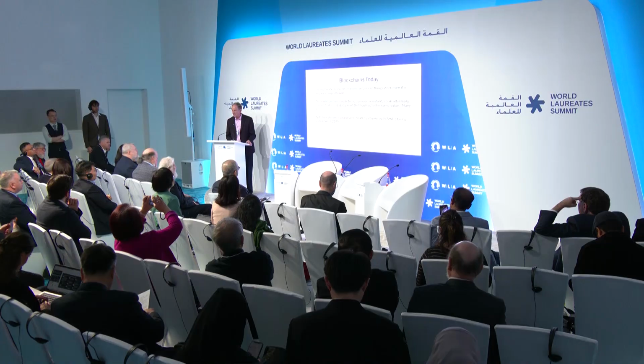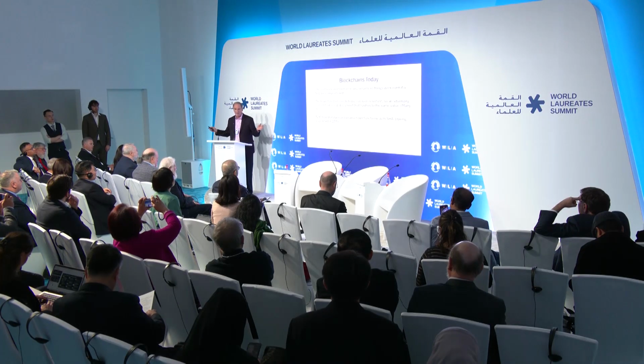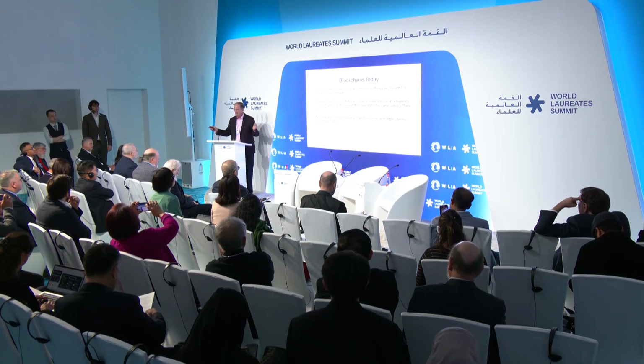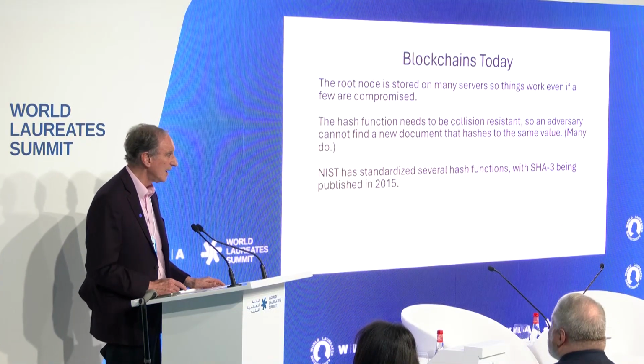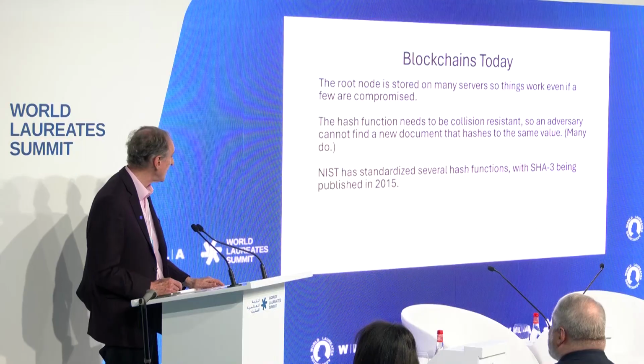So the hash function needs to be collision resistant, so an adversary cannot find a new document that hashes to the same value, because then you'd be able to prove that you had that document as well. And many documents hash down to the same value, because if you have, for example, a megabit, and you're hashing it down to 256 bits, then you're going to have a huge number of documents that all hash to the same value.